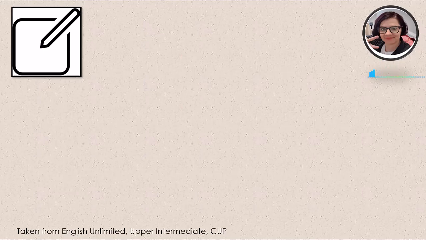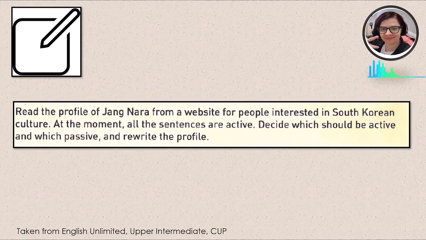Now, let's do some practice. For this activity, you will need pen and paper. Here are the instructions. I would like you to read the profile of young Nara from a website for people interested in South Korean culture. You will notice that all the sentences are active. They are in the active voice.